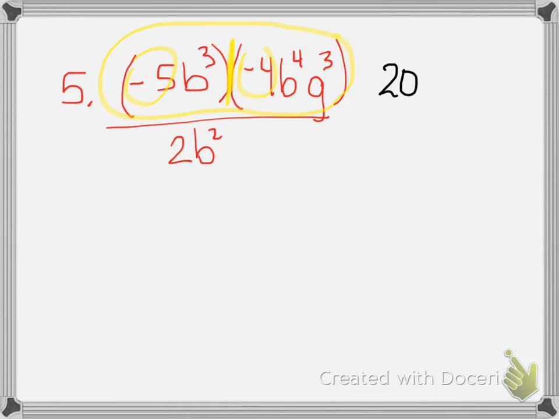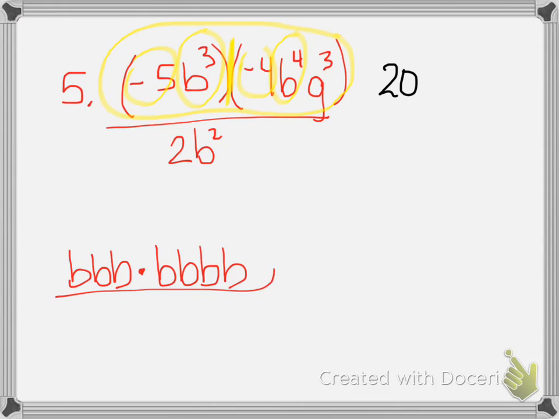And then I can take a look at b cubed and b to the 4th. If I have b cubed, it means 3 of them. And if I multiply them by b to the 4th power, that means I have 4 of them. So altogether, nothing's going to cancel out because I'm just multiplying them. Altogether, I have 7, I have b to the 7th. Then the g's, there's no other g's except for that g cubed.